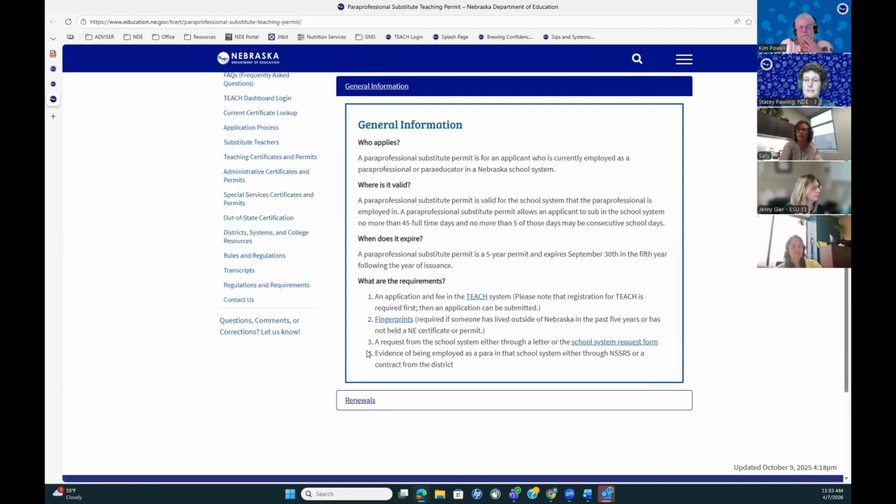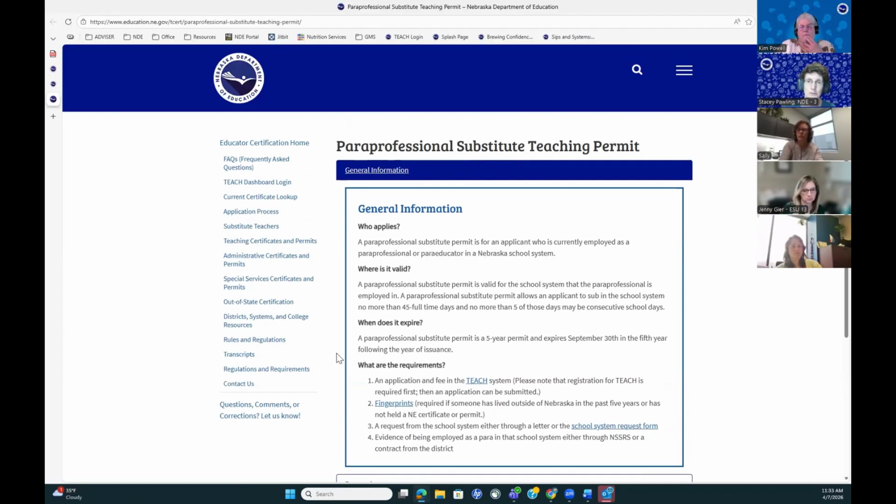And here's what they have to do. So we have more and more schools utilizing this substitute teaching permit and getting paras. So this is, again, I want to just reiterate, this is a para substituting for a certified teacher.